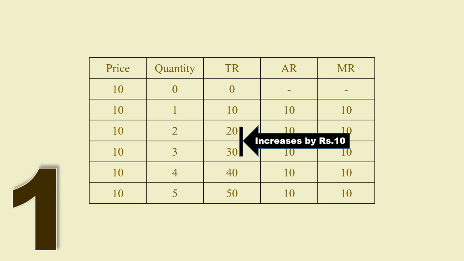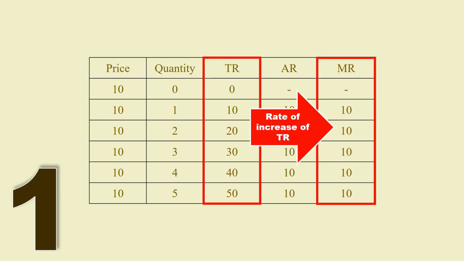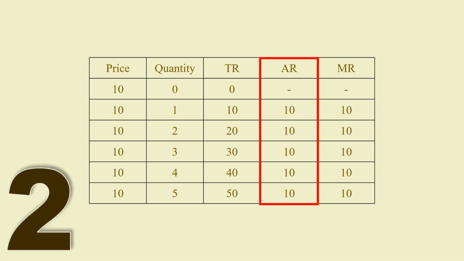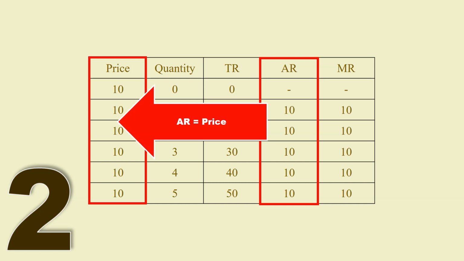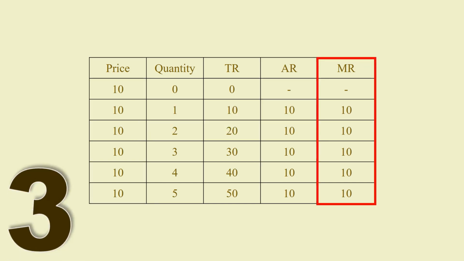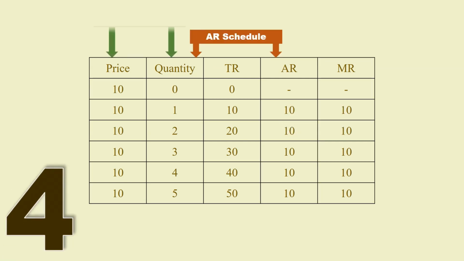If you observe closely, you shall find the rate of increase is constant throughout. Marginal revenue gives this information. Whenever you want to check the rate of increase of total revenue, look at the marginal revenue column. Marginal revenue shows the rate of increase of total revenue. Average revenue remains constant. It is the same as price. Marginal revenue remains constant. It is the same as average revenue. Average revenue schedule is the same as demand schedule.